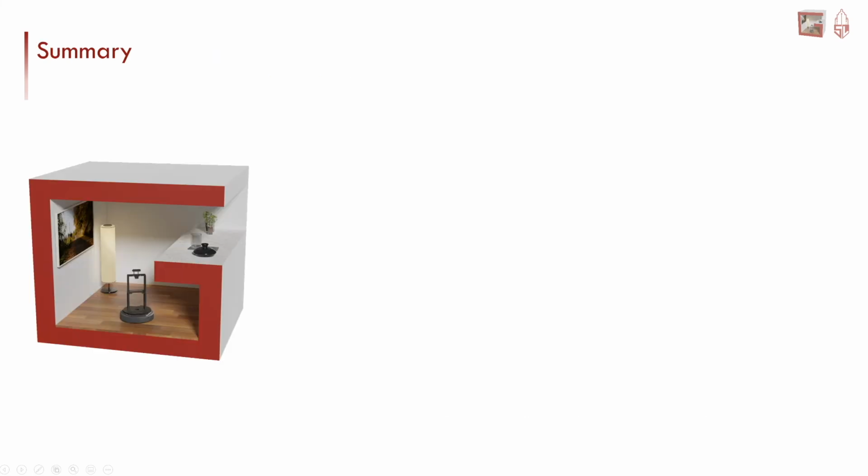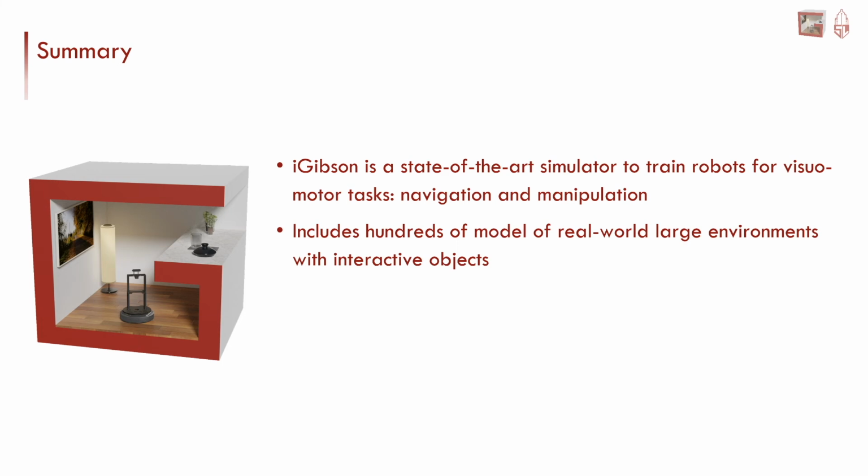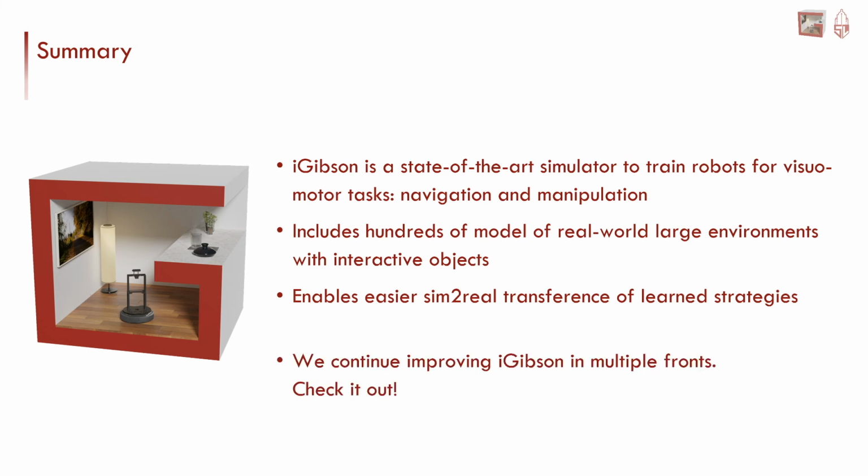As a summary, I presented iGibson, a state-of-the-art simulator to train robots for visual motor tasks, navigation, and manipulation. iGibson includes hundreds of models of real-world large environments with interactive objects, and it enables easier sim-to-real transfer of learned strategies thanks to the realistic virtual images it generates. We are always improving iGibson, so we welcome researchers around the world to check it out.